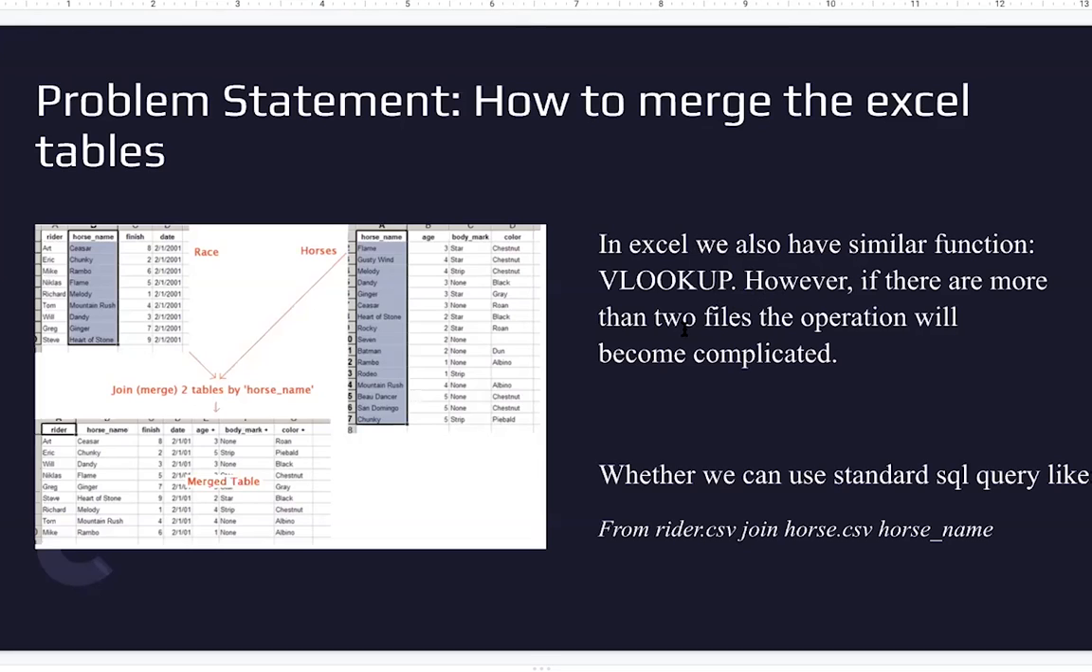However, if there are more than two files, the operation will become so complicated. Because our team is very familiar with the SQL engine, we propose the problem whether we can use a standard SQL query like this one, from the writer CSV join the house CSV on the house name, and then we can get the merged tables. So this is the problem we want to solve.